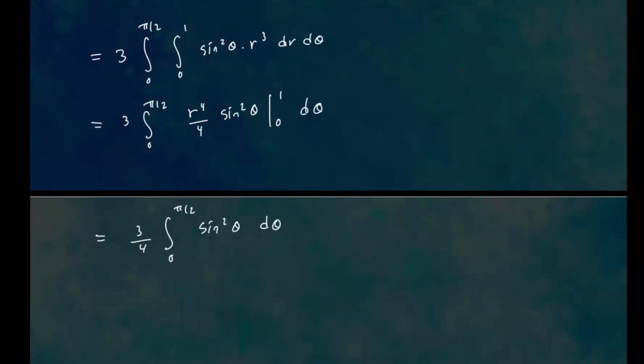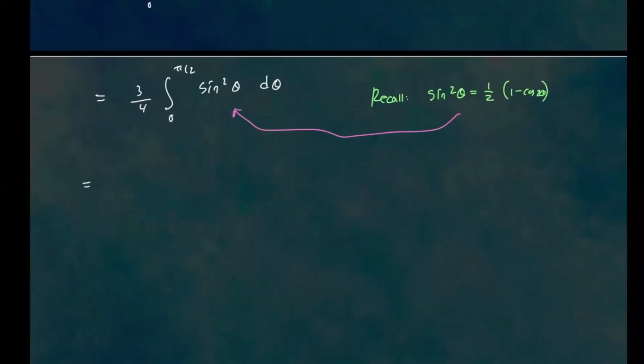Now for this one, to proceed with the integration, you do need to use an identity. So recall that sine squared theta is equal to 1/2 times 1 minus cosine 2 theta. That's the identity we're going to use to finish up this integral, because that's the best way to do this problem. So we have 3 over 4, the integral from 0 to pi over 2 of 1/2 times 1 minus cosine 2 theta d theta.